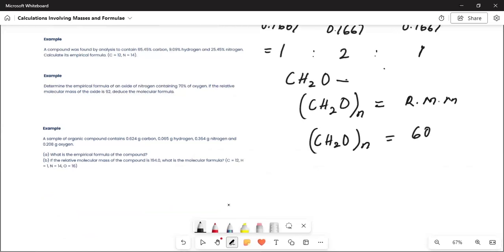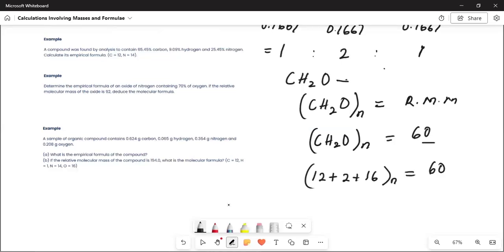Remember, relative molecular mass is obtained by what? Summing all the relative atomic masses of the component atoms. So since this number here is relative molecular mass, we have to sum up the relative atomic masses of the component elements. Now, carbon is 12, hydrogen is 1, but there are 2 atoms of hydrogen there, so 1 times 2 is 2, and oxygen is 16, then multiply by n equal to 60.